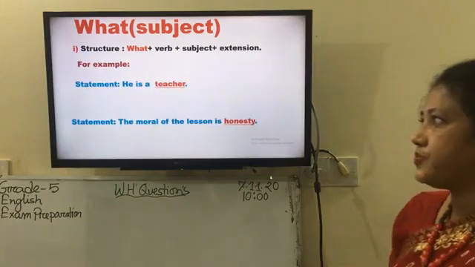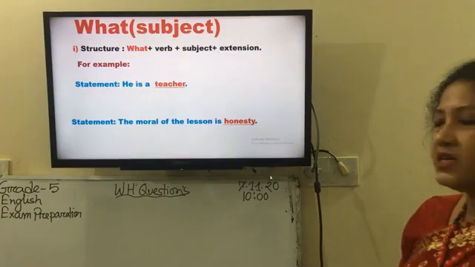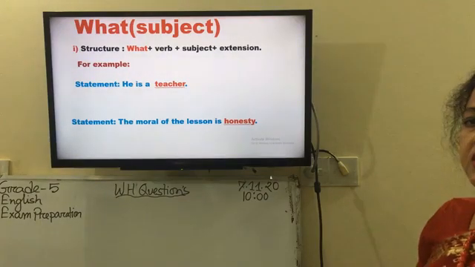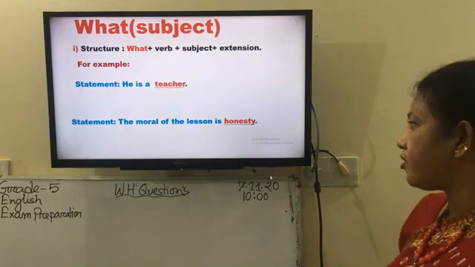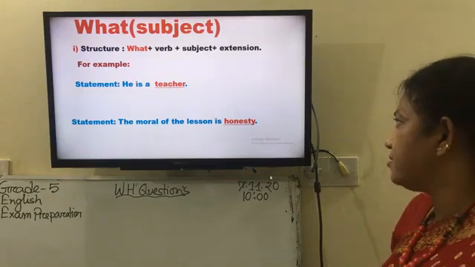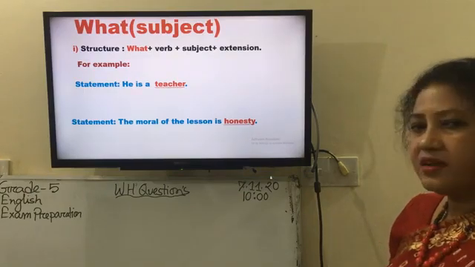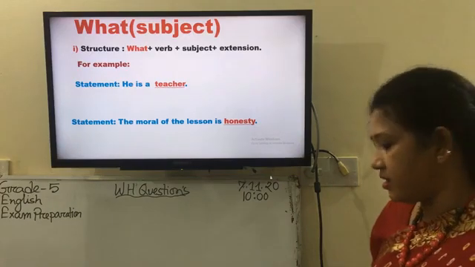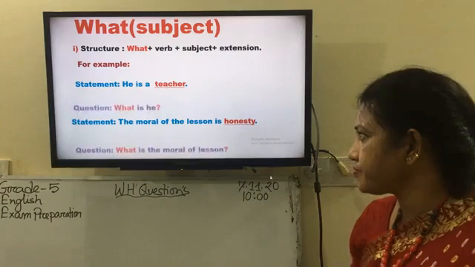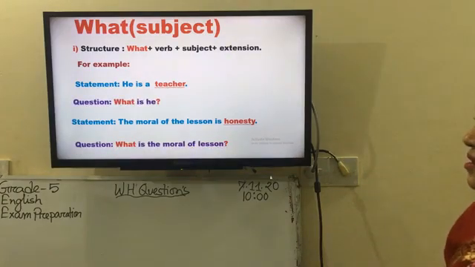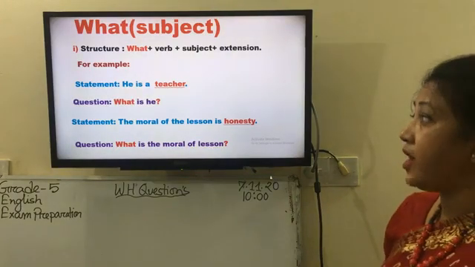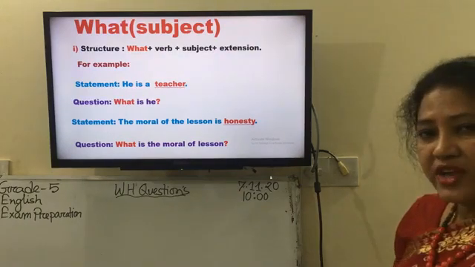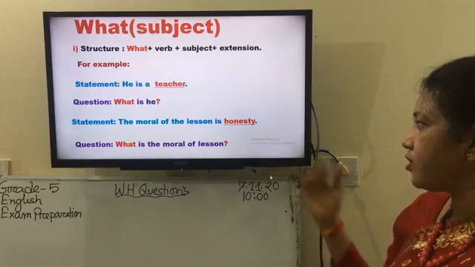For example, statement: he is a teacher. The next one: the moral of the lesson is honesty. So he is a teacher. The underlined word is teacher. Next one is honesty. The underlined word is honesty. Let's have a look. The question: what is he? He is a teacher. What is the moral of the lesson?